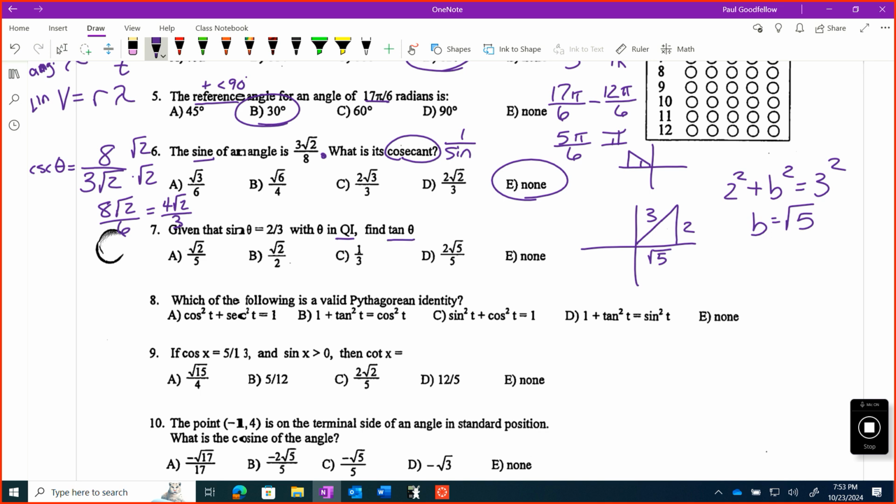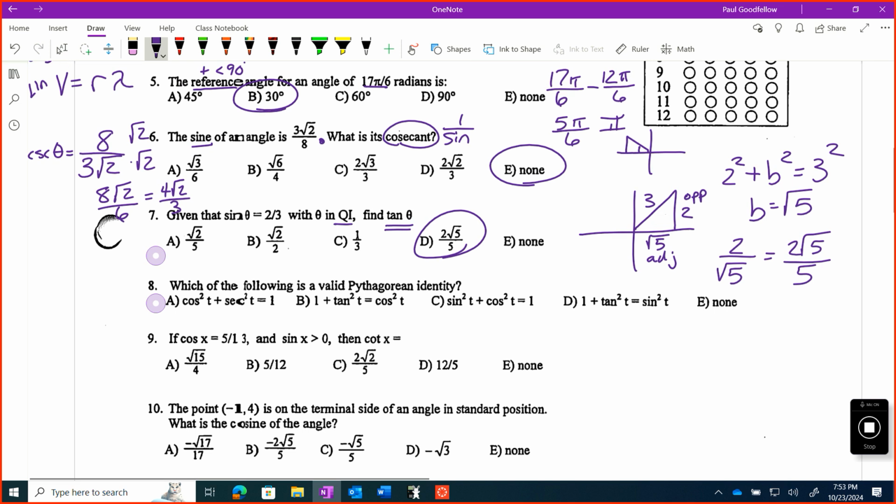Now the tangent of that picture would be the opposite divided by the adjacent, and that answer would be 2 divided by the square root of 5, which is rationalized to 2 square root 5 over 5. And that answer is letter D.